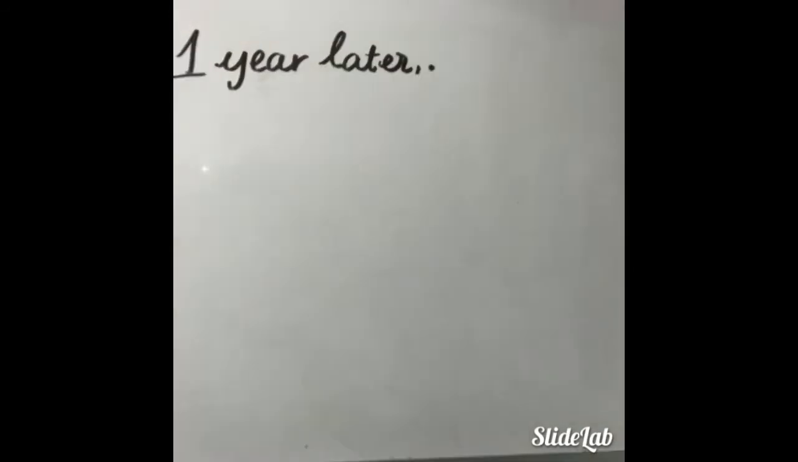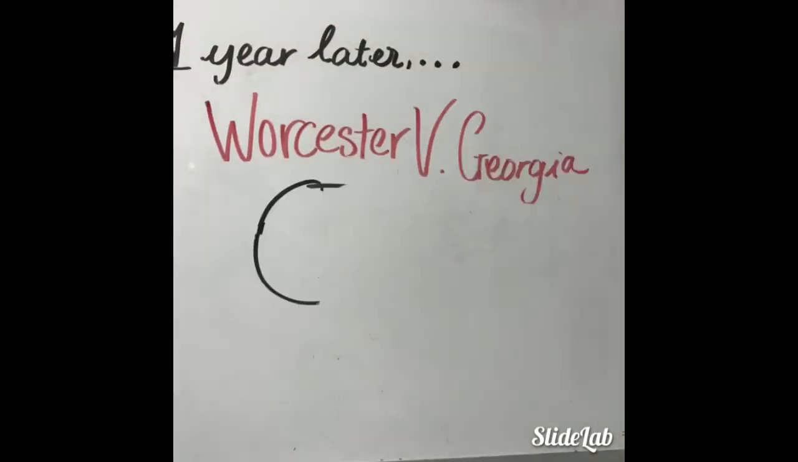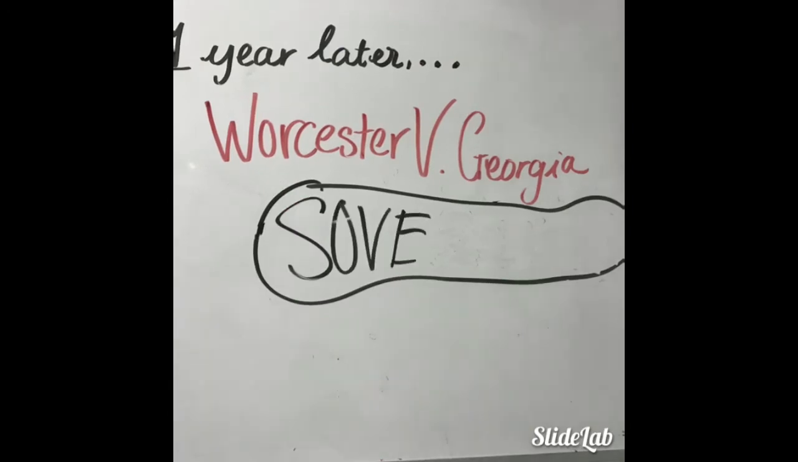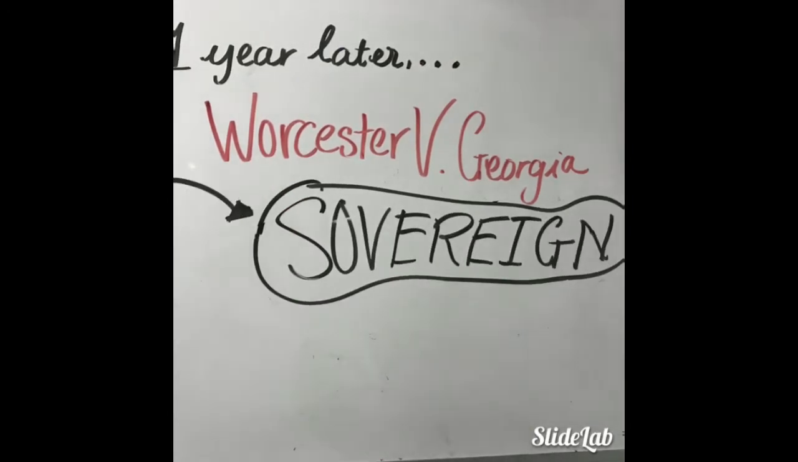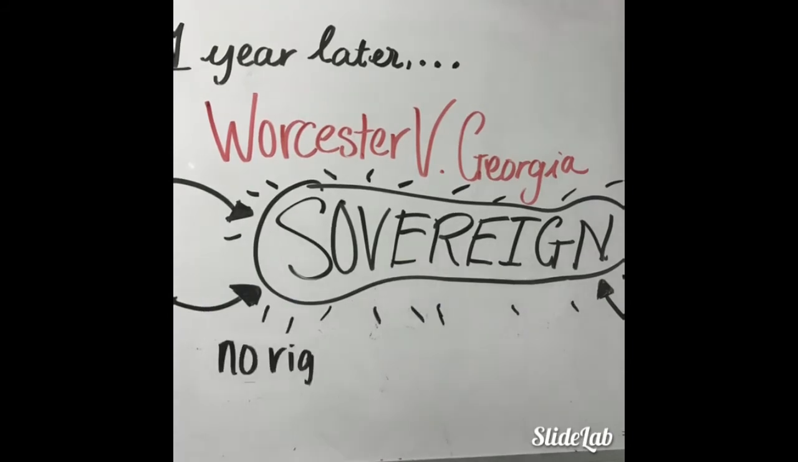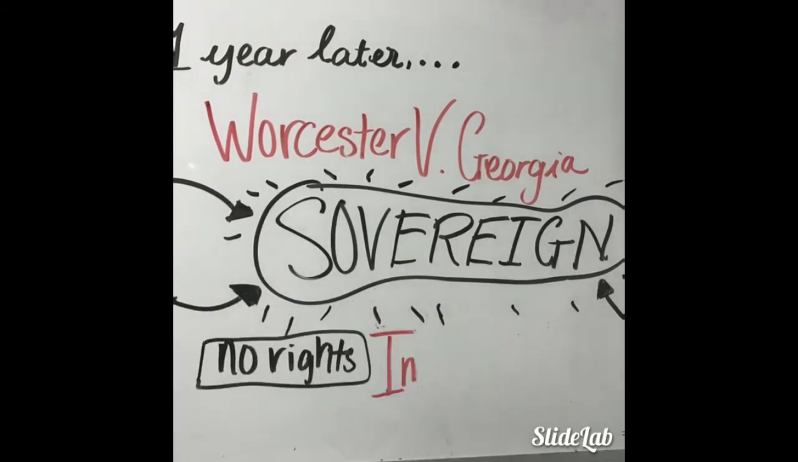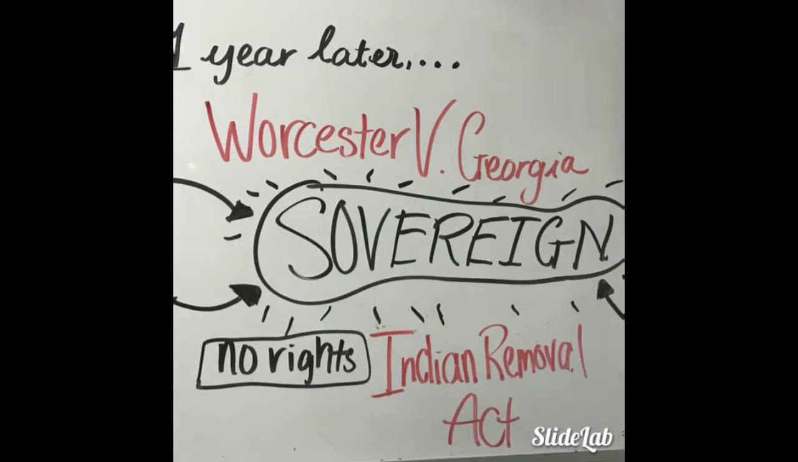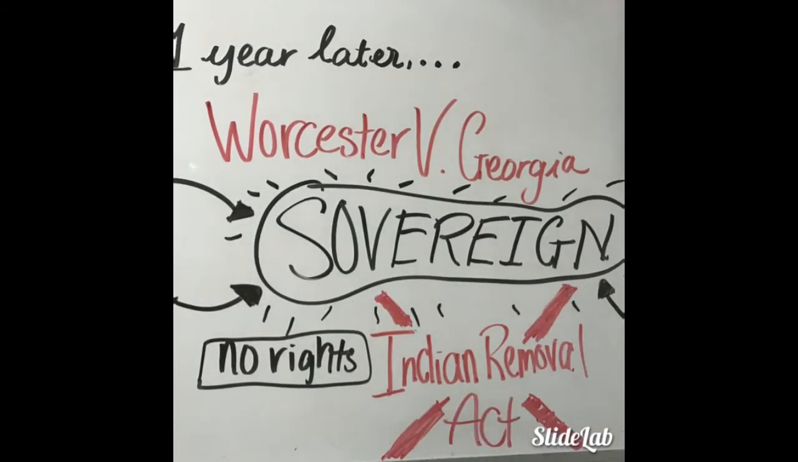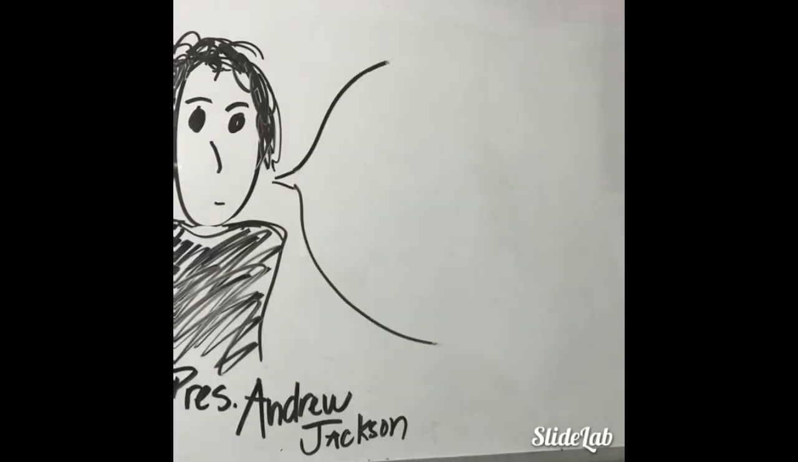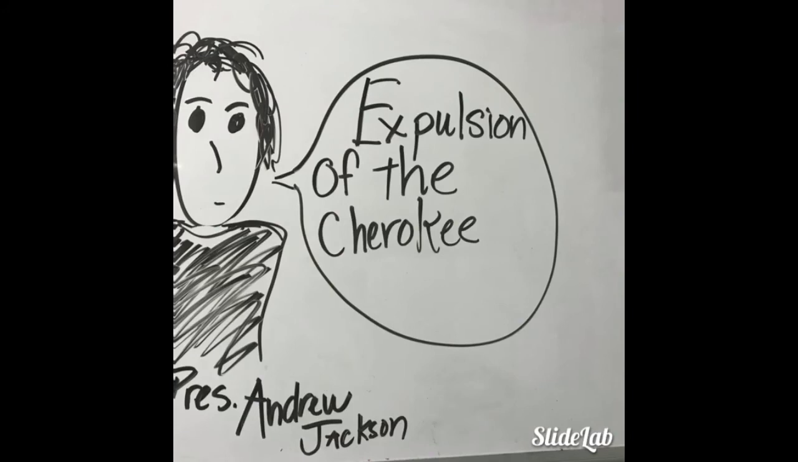One year later, however, in Worcester v. Georgia, the U.S. Supreme Court ruled that the Cherokee Nation was sovereign. This meant that Georgia had no rights to enforce state laws in its territory. In addition, it made the Indian Removal Act invalid, illegal, unconstitutional, and against treaties previously made by the United States. President Andrew Jackson refused to uphold the ruling of this case and directed the expulsion of the Cherokee Nation.